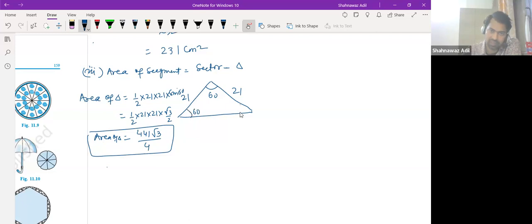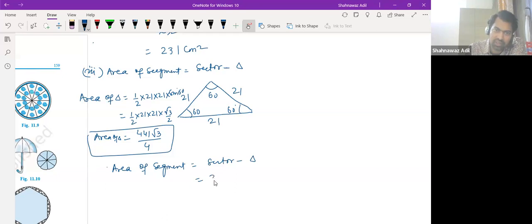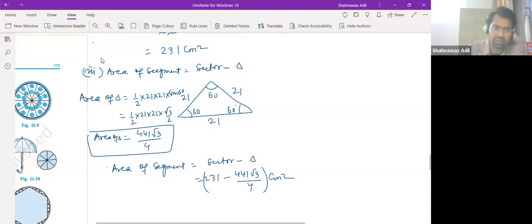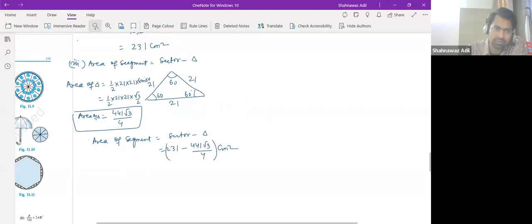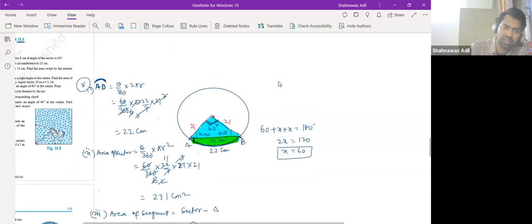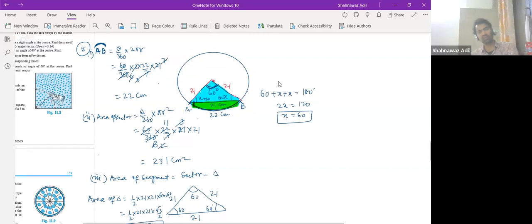So this is 60, this is 60, this is 60. Yeah, so area of segment, that would be sector minus triangle, which is 331 minus this centimeter square. So this is the answer, guys. Any doubt in this question? Yes, guys, any doubt? No, sir. Please note it down and then we'll do the next set of questions.